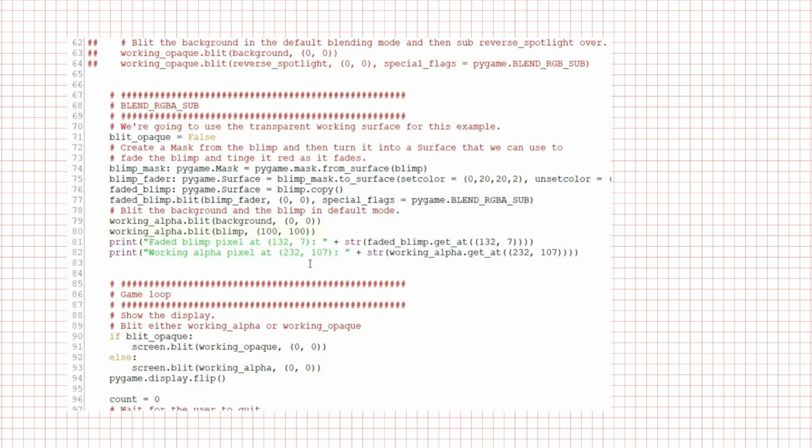So to illustrate Blend RGBA Sub, we'll switch to the working alpha surface, and I'll ensure that's the surface that gets blitted to the screen when we're finished compositing by setting the blit opaque flag to false. Blend RGBA Sub subtracts the opacity of part of an image as well as the color pixel values. If we have a source surface with fully opaque pixels, we will end up with a fully transparent result. Subtracting 255 from the alpha on the destination surface will leave us with a 0 alpha for all pixels in the result. So this is useful if we want to fade part of an image or fade it over time.